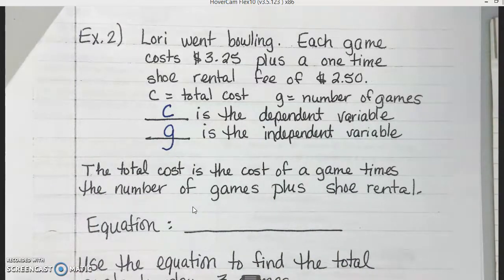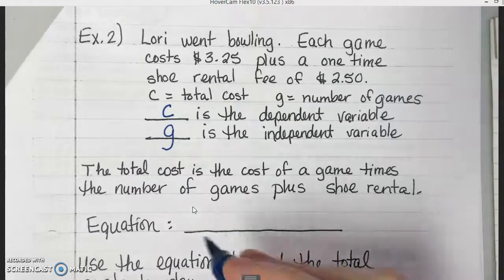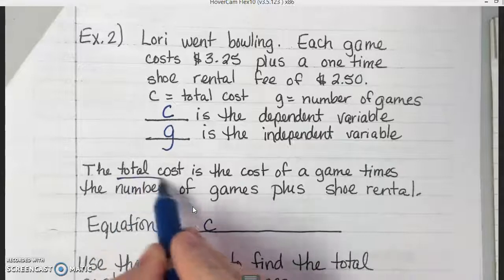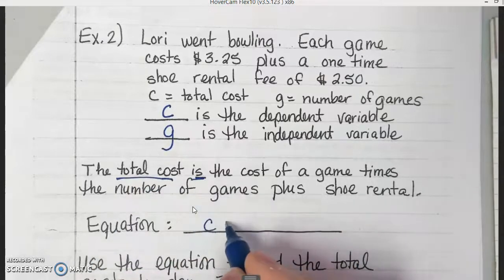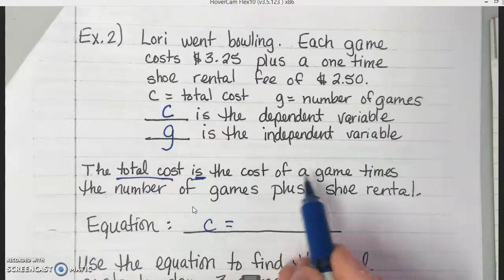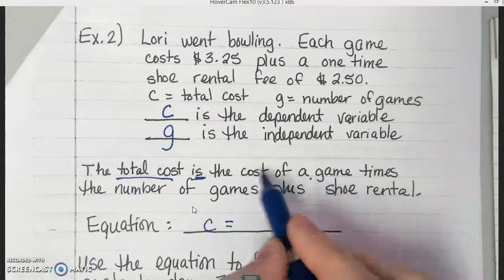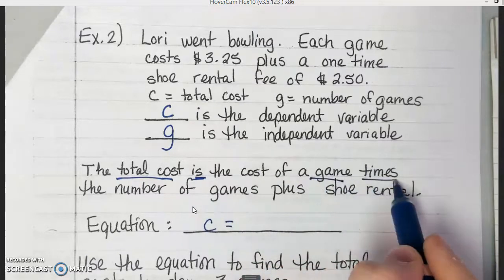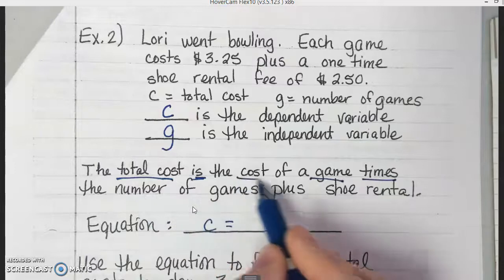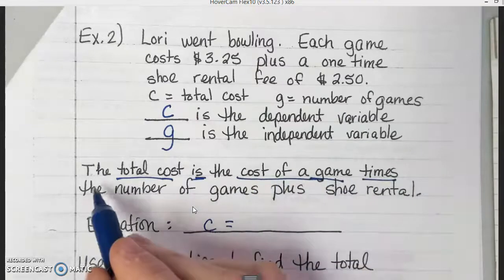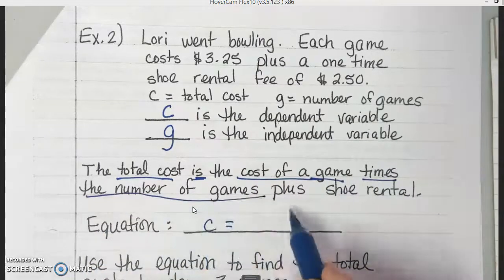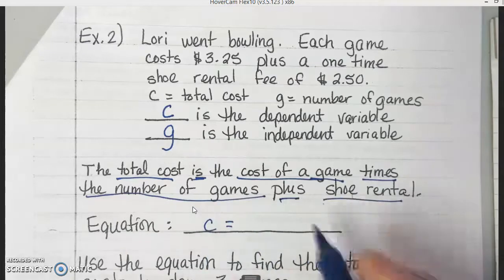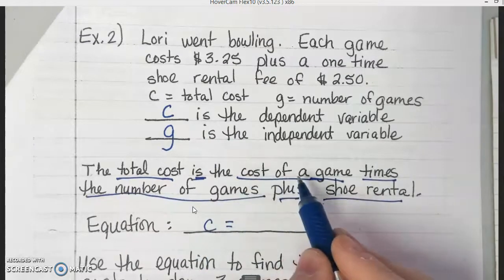All right, the total cost, now we've got to do the equation part. The total cost, which is C, so we're going to put equals, the cost of the game times the number of games plus the shoe rental. So, cost of the game is how much?